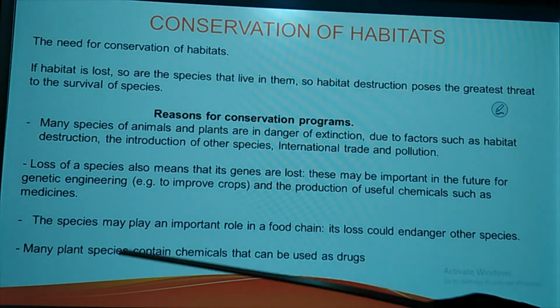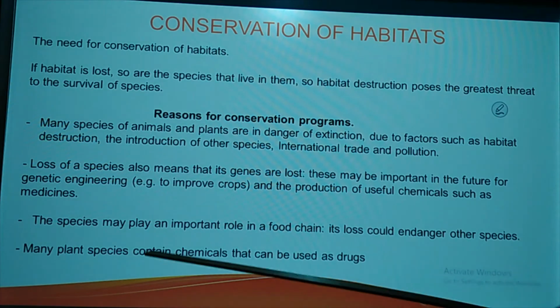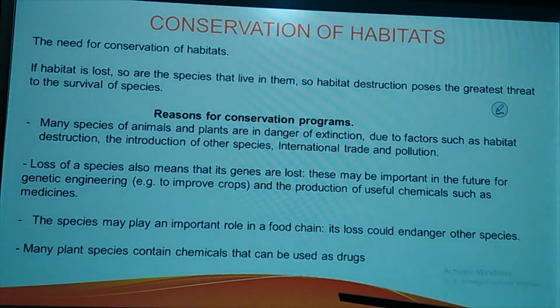Okay? The species may play an important role in the food chain. This is very important. Okay? Because for instance, we know what happens on the food chain. If a species is lost in the food chain, it affects every other trophic level in the food chain. Okay? So its loss could endanger other species. Okay? Many plant species contain chemicals that can be used as drugs. So these are the reasons for conservation. These are the reasons why we need to conserve our habitats, why we need to save our environment.